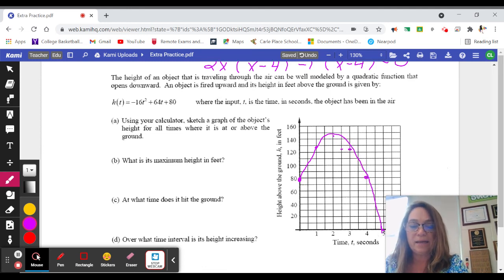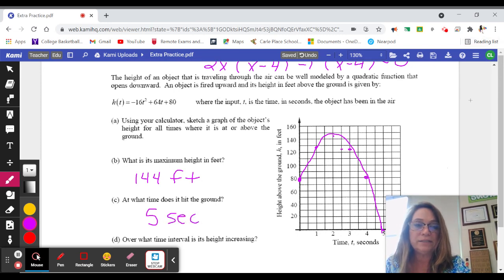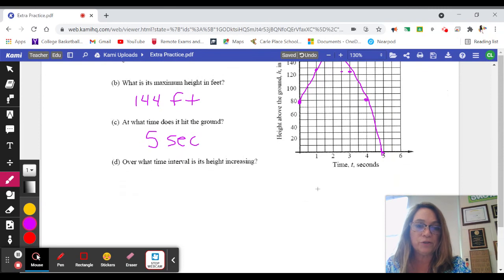Okay, what is the maximum height? It's at the vertex, so that's 144. What time does it hit the ground? 5 seconds. When is it increasing? It's increasing from 0 to the turning point.